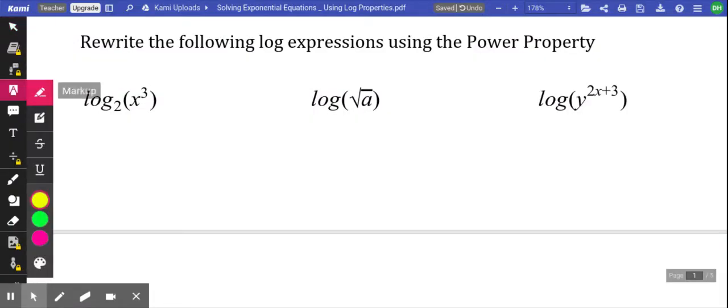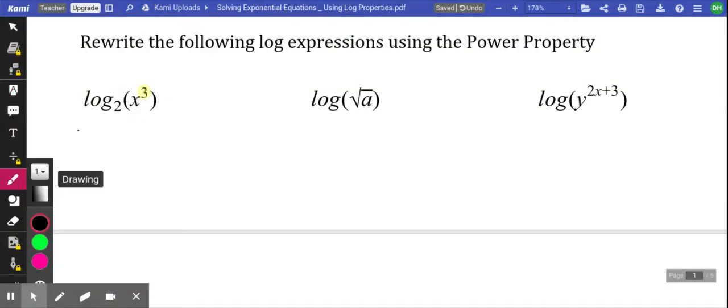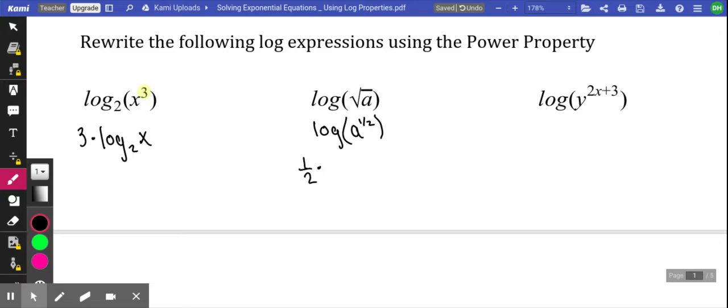So in our first example, we've got an exponent of 3. So that's going to transform into my coefficient, 3 times log base 2 of x. Now in this next example, let's take an extra moment to rewrite this as a to the 1/2. And again, then that exponent transforms into the coefficient. Now that log has a base of 10. That's called our common log, and that's the one we'll generally be using when we have the freedom to choose.